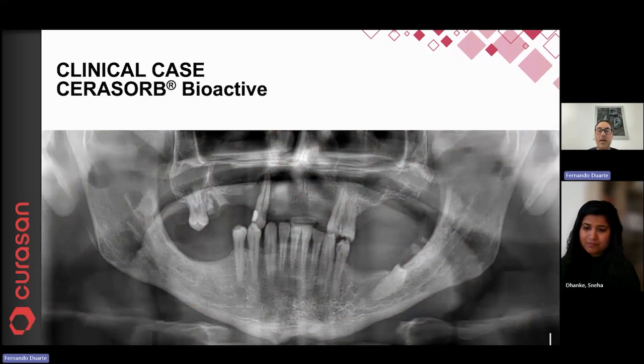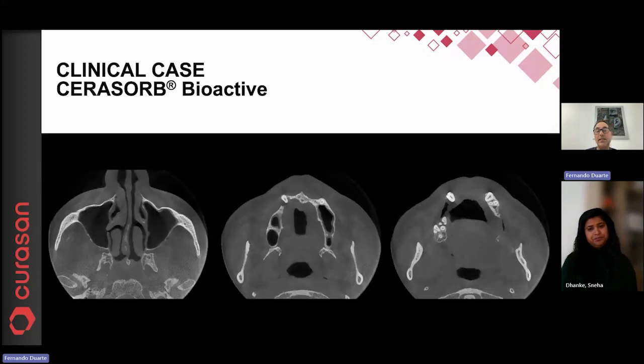atrophic maxilla, no bone in the posterior area of the maxilla, some bone around the teeth that the patient has, like the canine, and also a lack of bone in the anterior premaxilla. As you can see there, the patient was using a removable prosthesis for a long time already, and now his economical situation allows him to place implants.